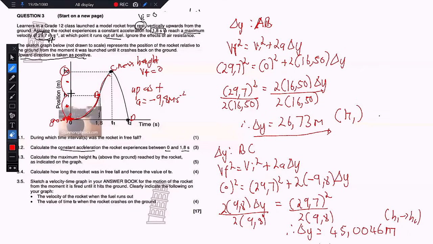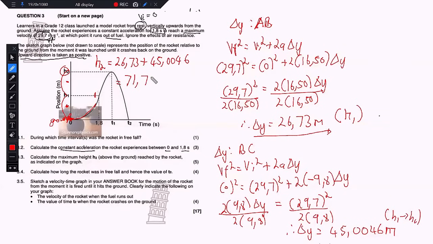So, okay, at this point, to get H2 now, our maximum height is simply 26.73 plus that 45.0046, and then let's punch that into our calculator. We get 71.73 meters. Okay, so that's it right there. Okay, then let's proceed.